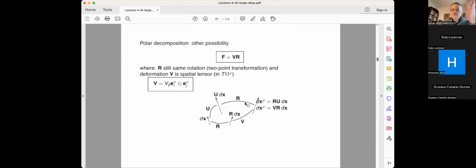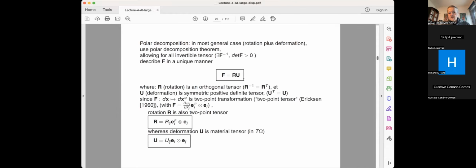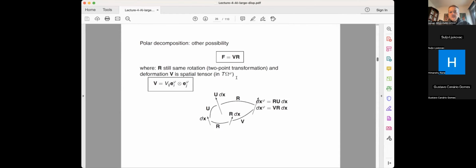But I can also do the idea that the deformation gradient could be written as V times R. Now, contrary to this one where R was on the left, here R is on the right. In other words, first I rotate and then I stretch. And so this way, again, if R is a two-point tensor, V will be V_ij E_i tensor E_j, and basically will be a sort of spatial deformation measure, which is sitting in the tangent space at the deformed configuration.